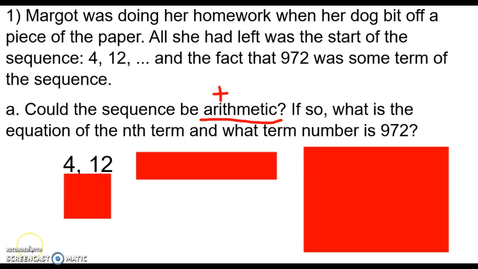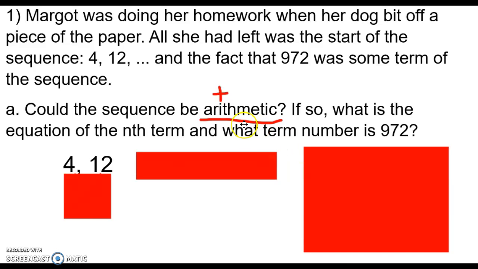So this is problem number 1 from your quiz review. We have Margot was doing her homework when her dog bit off a piece of the paper. All she had left was the start of the sequence, 4 and 12, and the fact that 972 was some term of the sequence. We want to know if this sequence could be arithmetic, and if so, what is the equation, and then what term number is 972.